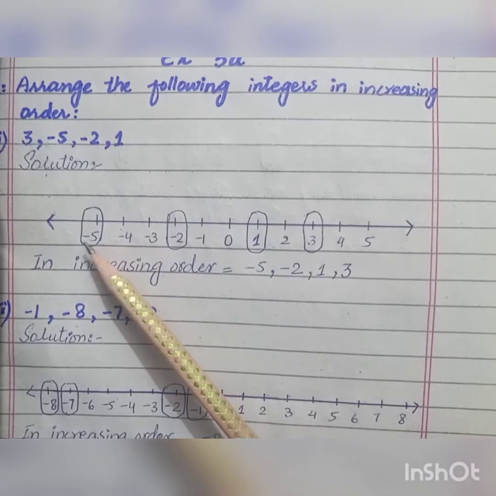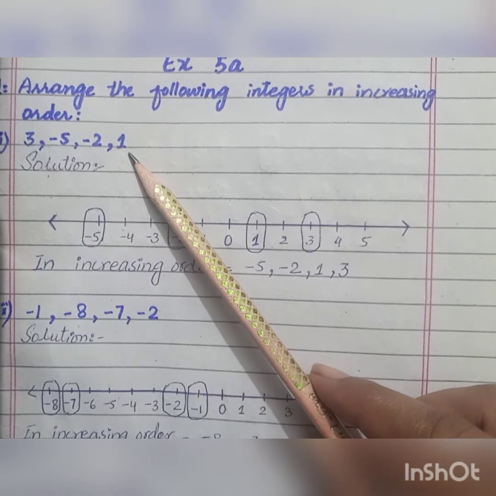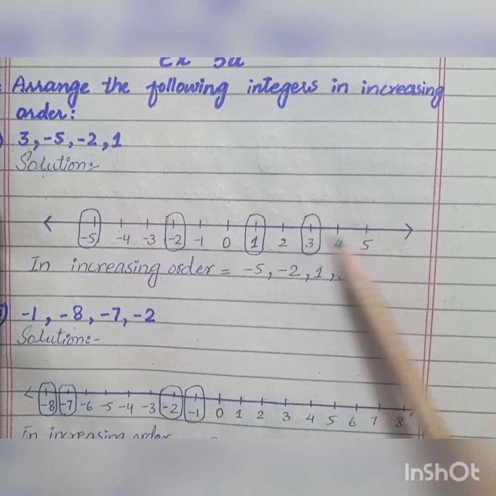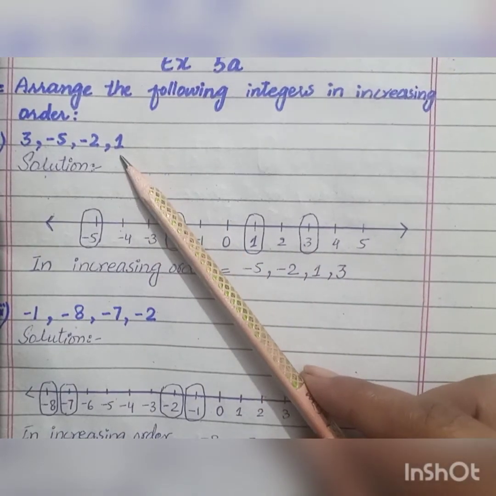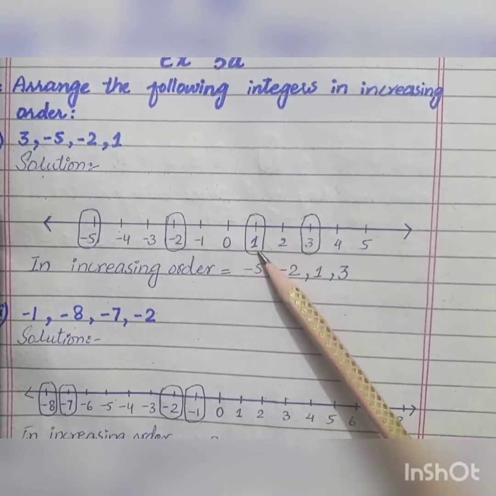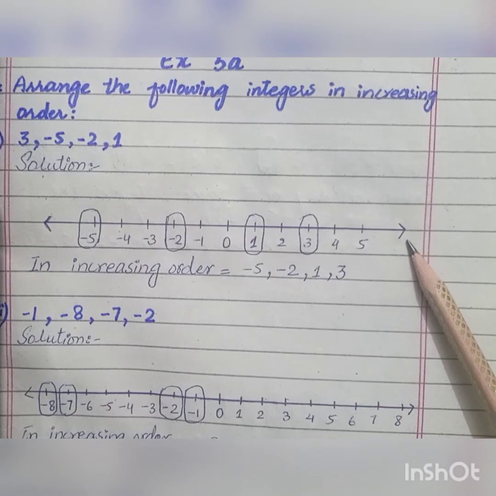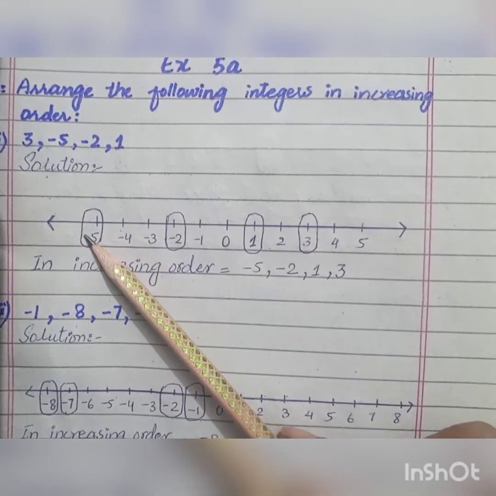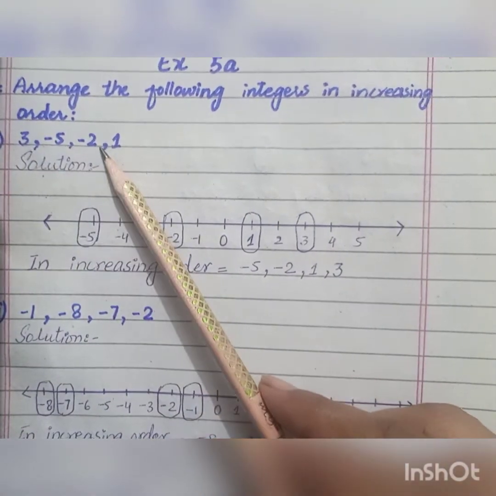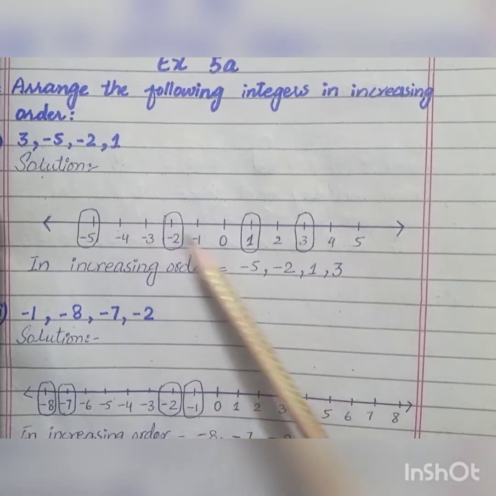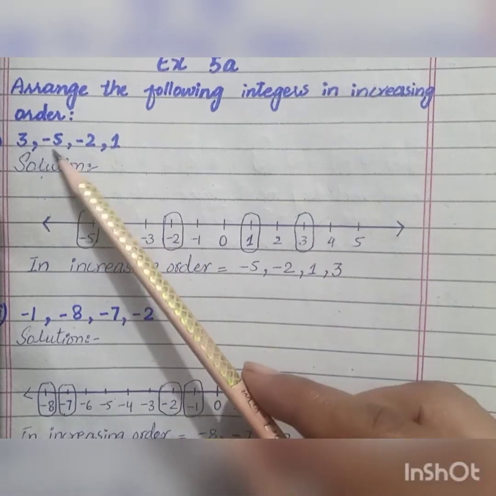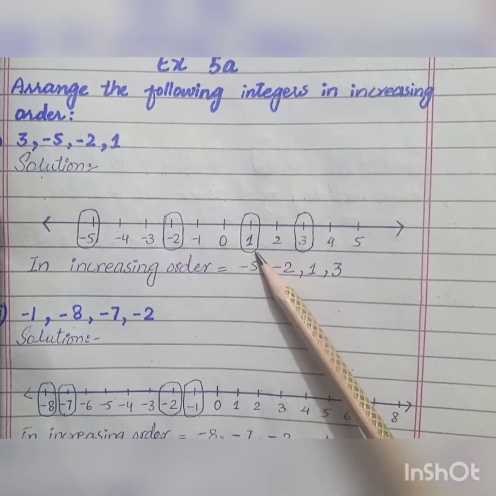Now here you can see that in order to represent 3, minus 5, minus 2 and 1 in increasing order, the easiest way is to draw a number line and then mark the numbers mentioned in the question. Students, in the number line you can see that 0 is at the center, positive integers go in the right direction and negative integers in the left direction. The numbers in the question are 3, minus 5, minus 2 and 1. I have highlighted 3, also minus 5 is here, minus 2 is here and 1 is here.